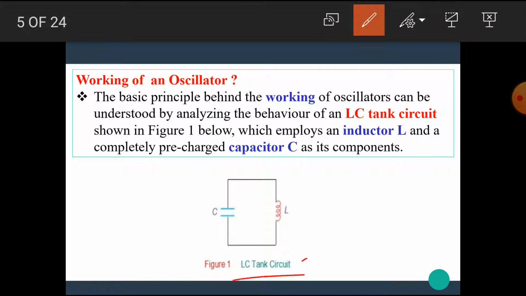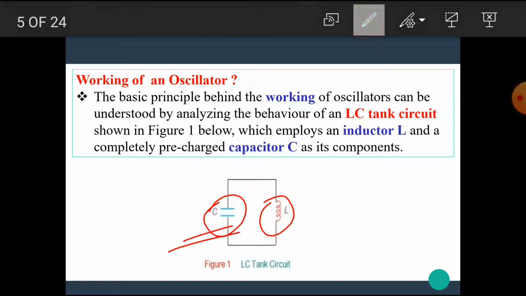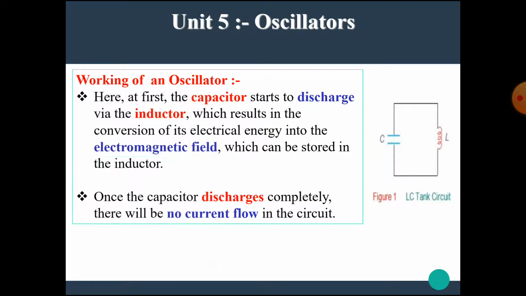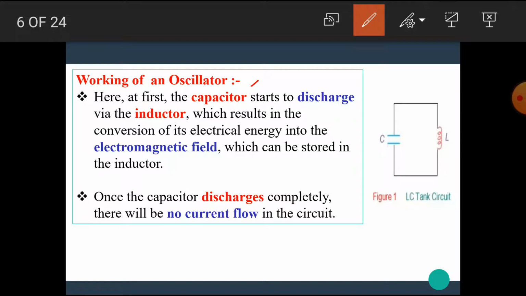Here the LC tuned circuit, or the tank circuit, is shown, in which the basic principle behind the working of the oscillator can be understood by analyzing the behavior of the LC tank circuit. This LC tank circuit has an inductor and a pre-charged capacitor. That means the capacitor and inductor are connected in parallel with each other, where the capacitor is already charged. Now let's see the working of the LC tank circuit.